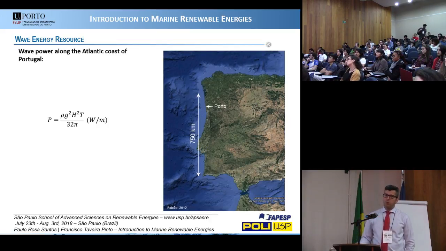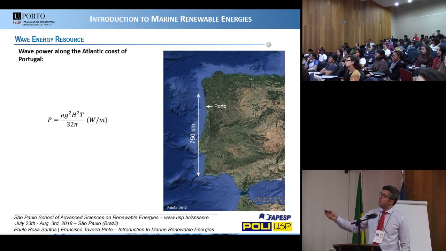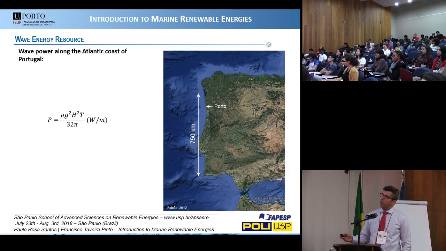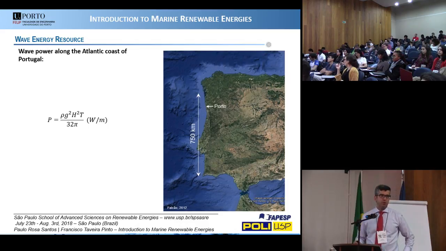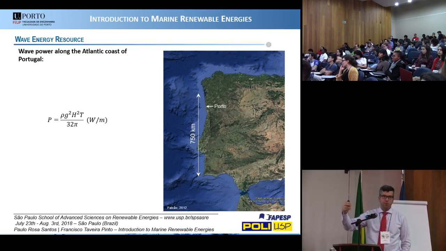So looking more closely at Portugal, so Portugal is this country here that is nearby Spain. So this is Spain and here is Portugal. So this is a very easy formula to estimate the wave power. We only need to put here the seawater density. You should know this figure. Here we have the gravity acceleration. Here we have the wave height, so the difference between the trough and the crest of the wave. Here the wave period, so the time interval between two successive crests. And using this expression, we can estimate the power in a wave. And the values will be in watts per meter of wavefront.